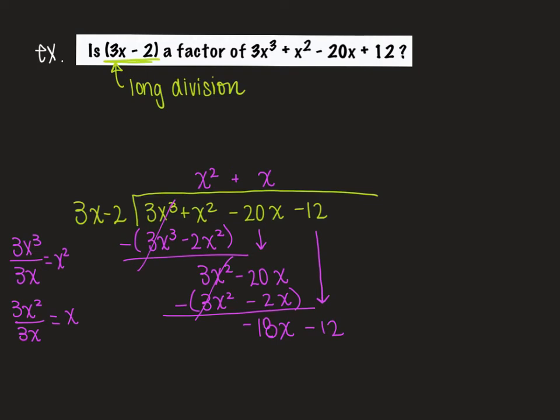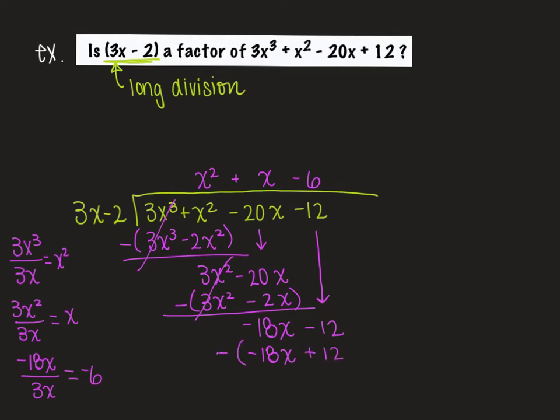Then we can repeat. So we're going to do negative 18x divided by 3x. So we actually end up with just a negative 6. It's a constant term. We put it over our constant column. Now we'll multiply. So we have minus 6 times 3x, so that's going to be negative 18x. And then we have minus 6 times negative 2, so that's going to be a plus 12x.